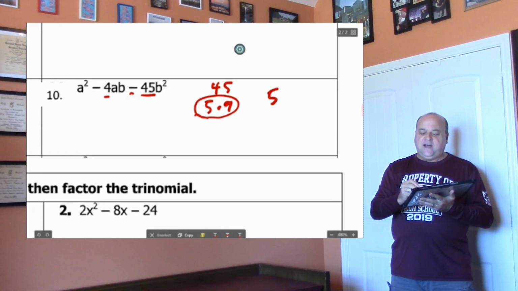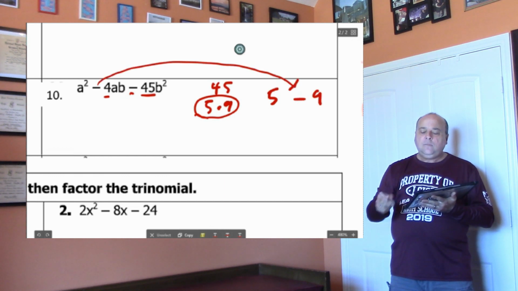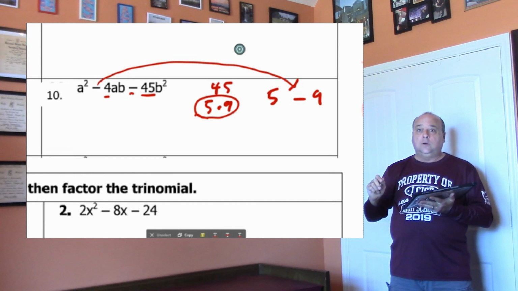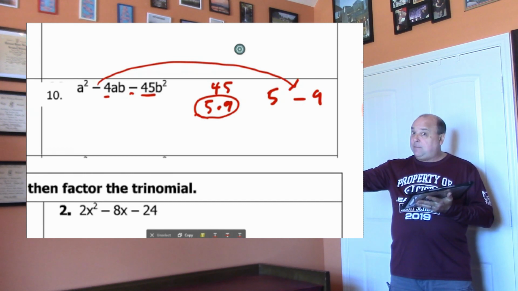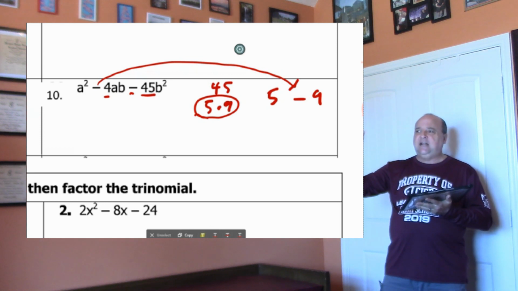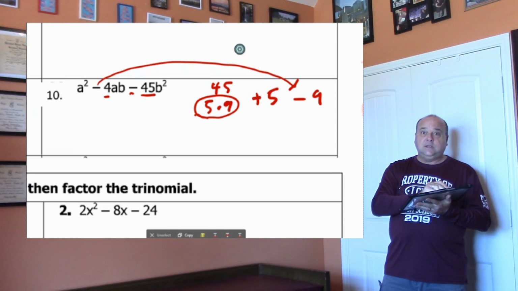Now then, I'm going to put 5 and 9 over here. The middle sign is minus. What do I do to negative 9 to get negative 4? If I put minus 5, I'm going to get negative 14. When you subtract, the signs will be different. So I need a plus 5. Now then, this is important here. We need an A and a B.